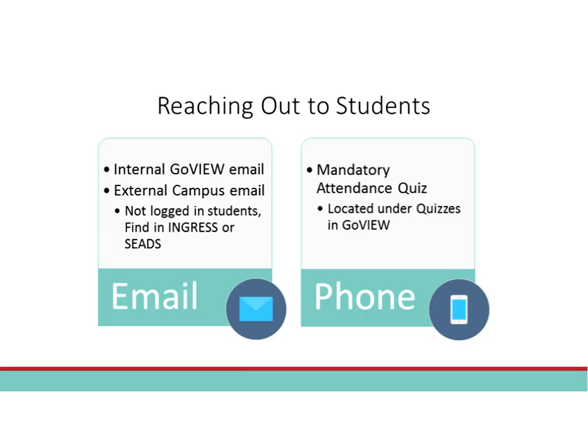And some ways that you can reach out to the students, you can always use email. So if you've got a student who is logging in but maybe missing some assignments or not doing so well on them, you can email them inside of GoView. But if you've got a student who's not been logging in, you can always use that external campus email address to reach out to them. Because of course, if they're not logging in, they're not reading your GoView emails.